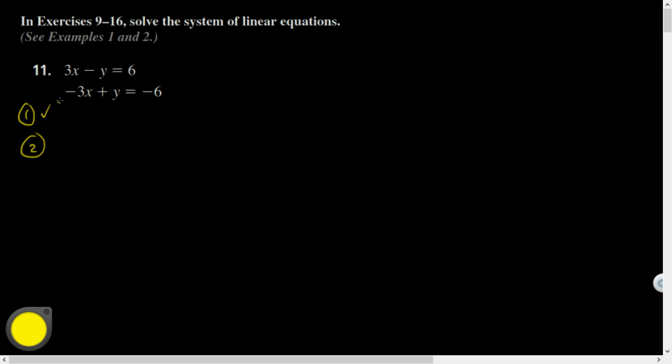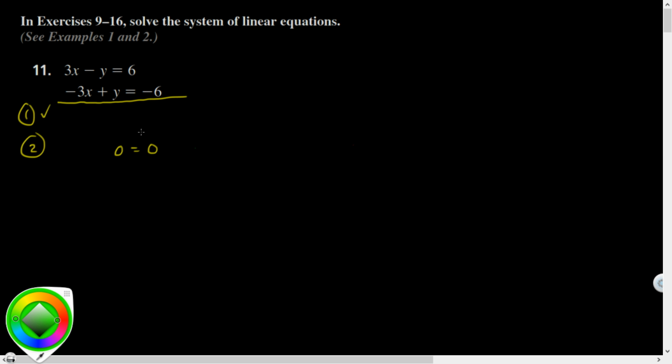Step two, add them up. Let's see, 3x and negative 3x is 0x, which is 0. Negative y plus y is 0y, which is 0, and 0 plus 0 is 0. I've got to at least write one of those zeros on this side of the equation. And 6 plus negative 6 is 0, and my variables all disappeared. However, because this is a true statement, I expect that this equation will have infinitely many solutions.